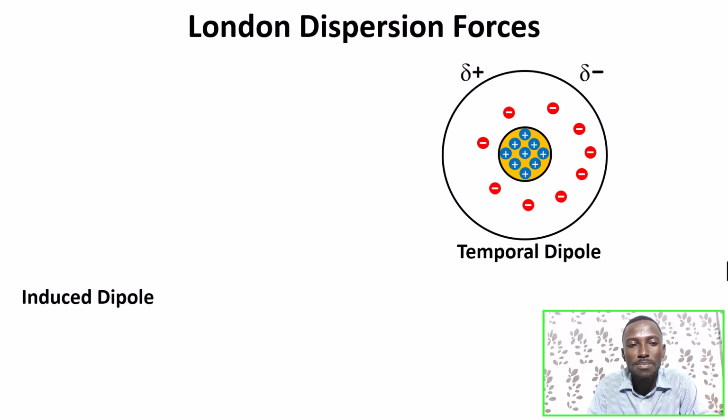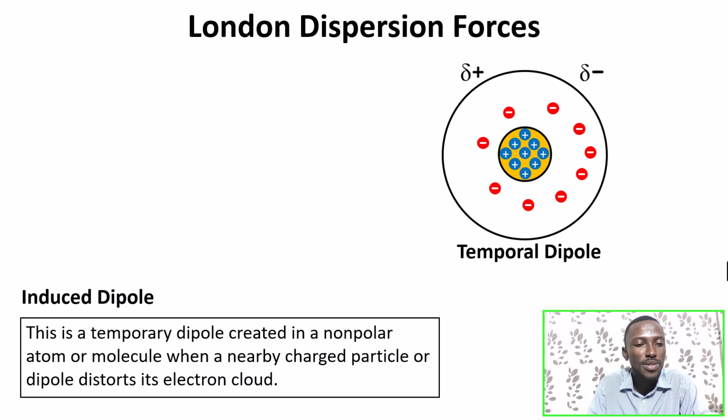So now what do we mean by induced dipole? Let's take the definition before I go on with the explanation. An induced dipole is a temporary dipole created in a nonpolar atom or molecule when a nearby charged particle or dipole distorts its electron cloud. That's the definition of induced dipole. But let's explain further. It is a temporary dipole created in a nonpolar atom.